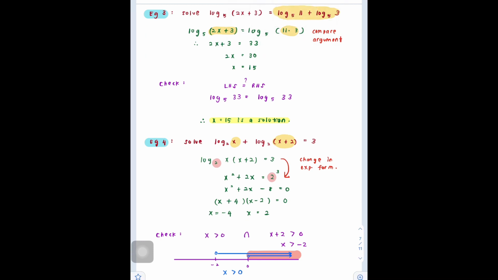Okay. Checking method. So how to check? Let's say we use the domain method. So you have two unknowns here, which are two arguments. The first one is x, the second one is x plus 2. So work on both parts. The first one is x more than 0. The second one is x plus 2 more than 0. If you simplify, you have x is more than -2.